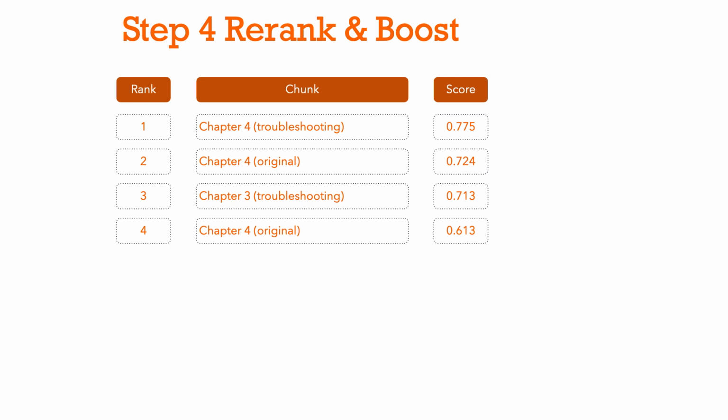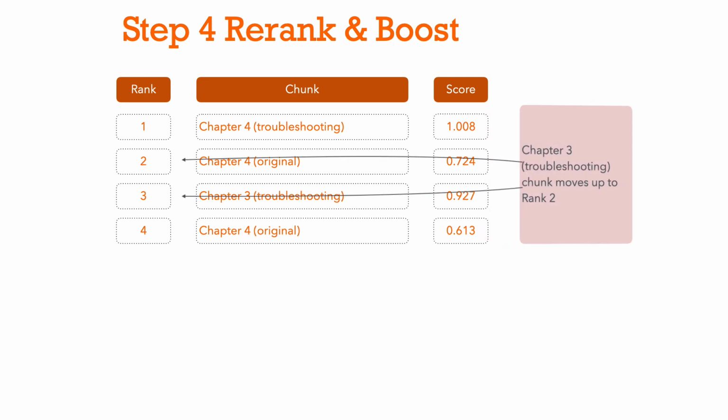For this chapter 4 troubleshooting chunk, it gets a boost of 1.3 and its value increases from 0.775 to 1.008. Similarly, the chapter 3 troubleshooting chunk gets a boost of 1.3 and its value increases from 0.713 to 0.927. After this boost, the chapter 4 troubleshooting chunk remains at rank 1, while the chapter 3 troubleshooting chunk moves up from rank 3 to rank 2.